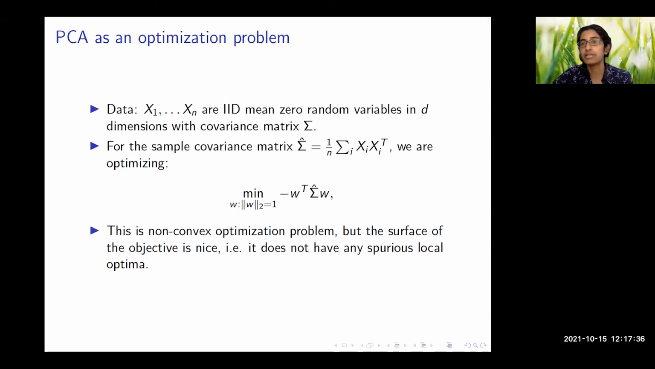Okay, so here is my setup. I have n data points, IID, mean 0. You can go from mean zero to some other mean, but we are not doing that. They live in d-dimensional space with covariance matrix sigma. This is the PCA problem we have all looked at many times. You calculate the sample covariance matrix and you are interested in the top eigenvector. It's one of those problems which is non-convex, but the surface is nicely well behaved, so the solutions and their behavior are very well understood.